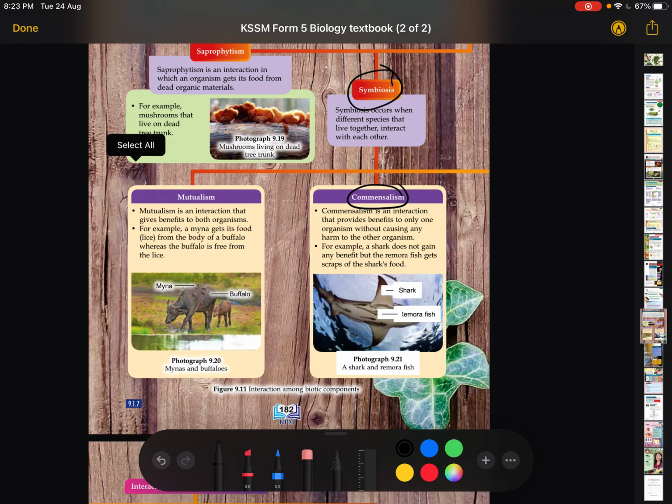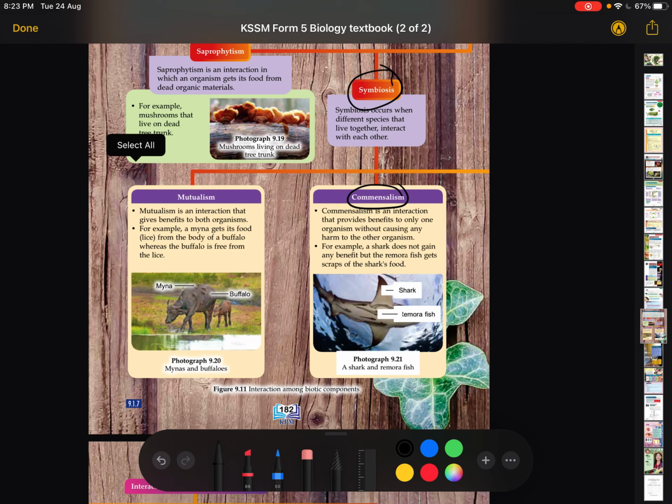So for example, the most popular one being the shark and remora fish. The remora fish gets to remove some extra scraps from the shark. The shark doesn't have to be clean because it doesn't care, but the remora gets to eat from it, and the shark will not eat the remora. So it's commensalism. And then mutualism is when both get benefits.